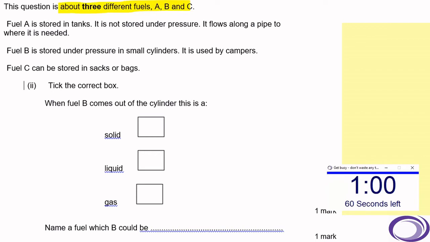This question is still about the three fuels. Fuel B is stored in pressure in small cylinders and is used by campers. Fuel C can be stored in sacks or bags. Tick the correct box. When fuel B comes out of the cylinder, this is a solid, liquid or gas. And name a fuel which B could be.